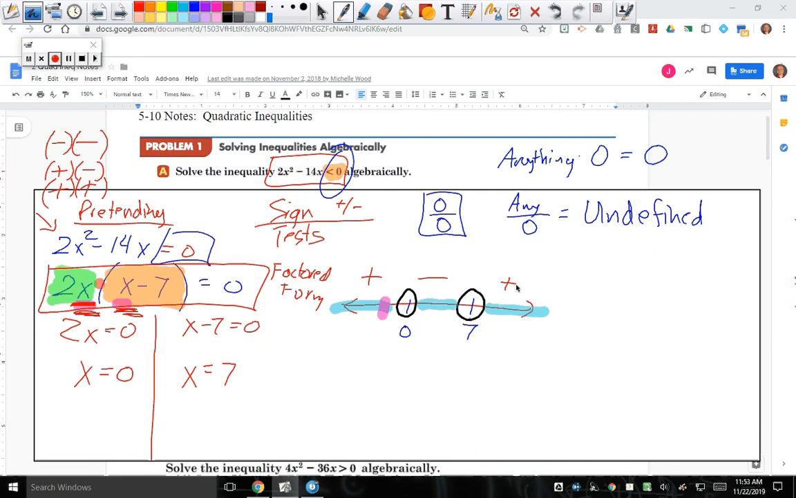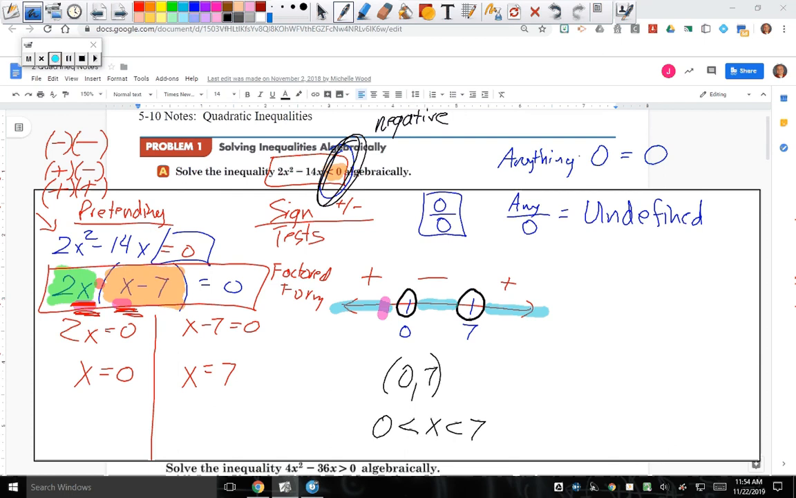And the reason why I did this is because at the very, very beginning, it looks difficult. But if you do it this way, you break it down much, much easier. All you've been looking for is when it's negative. That's it. Less than 0 means negative. Okay? So negative here is going to be between 0 and 7. And you could also write it.